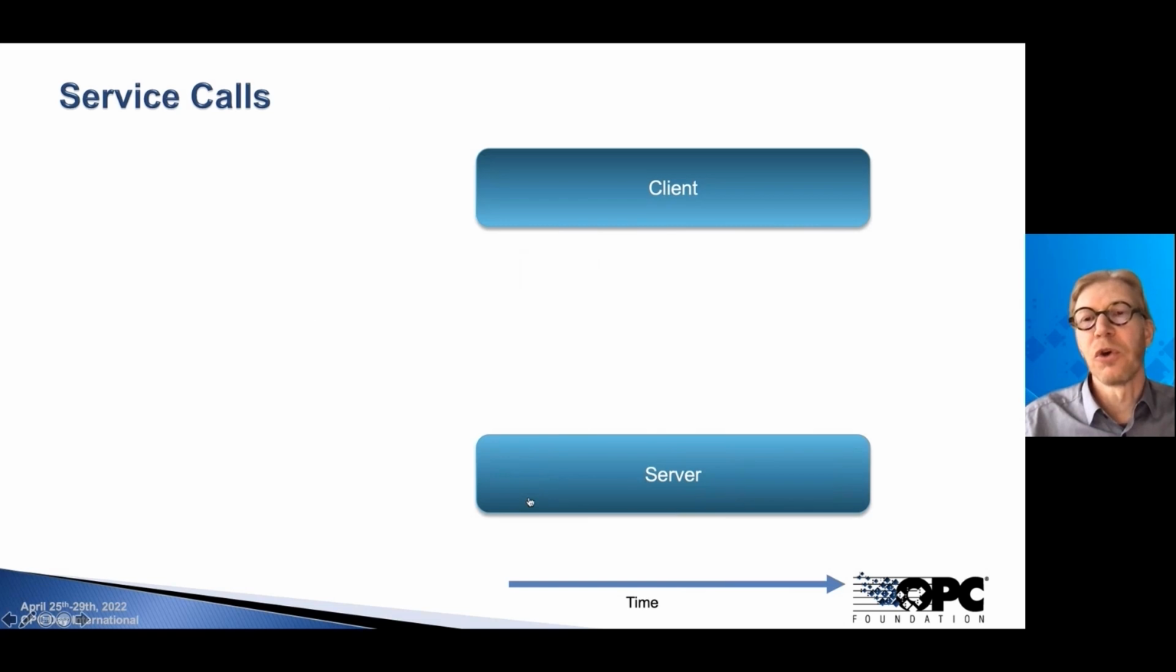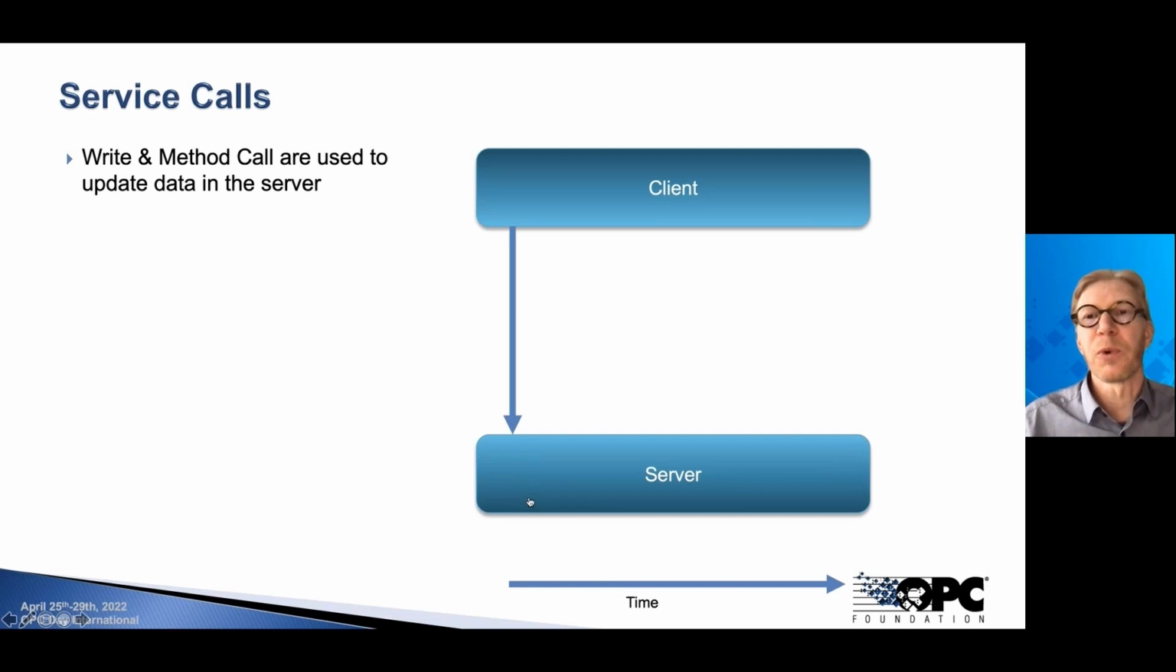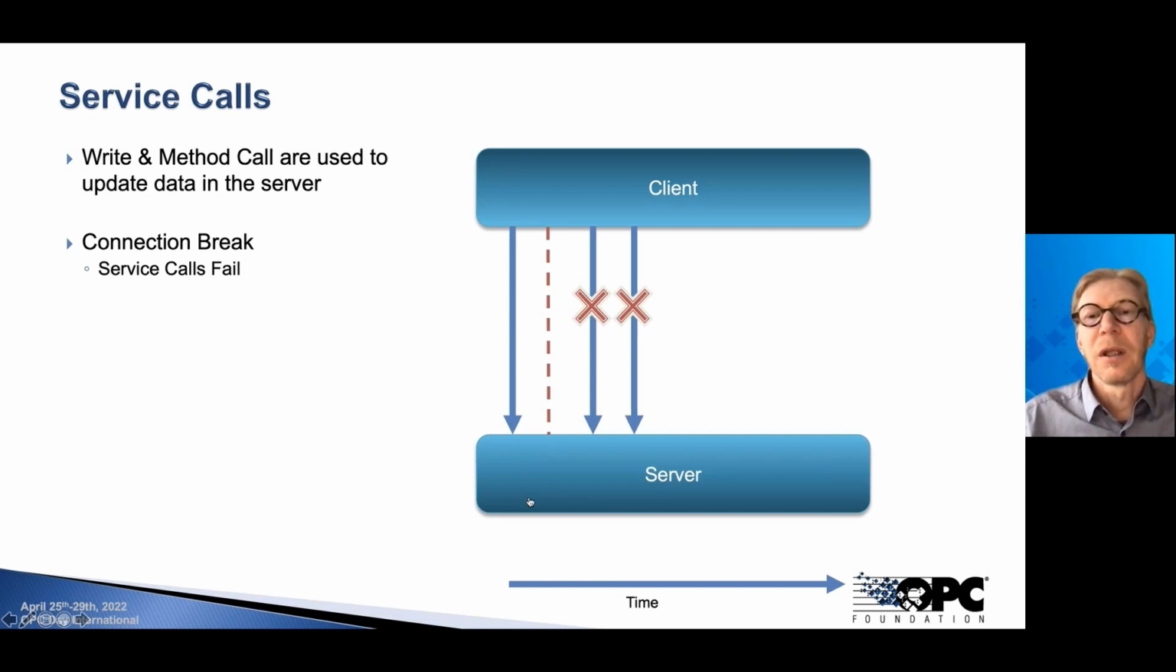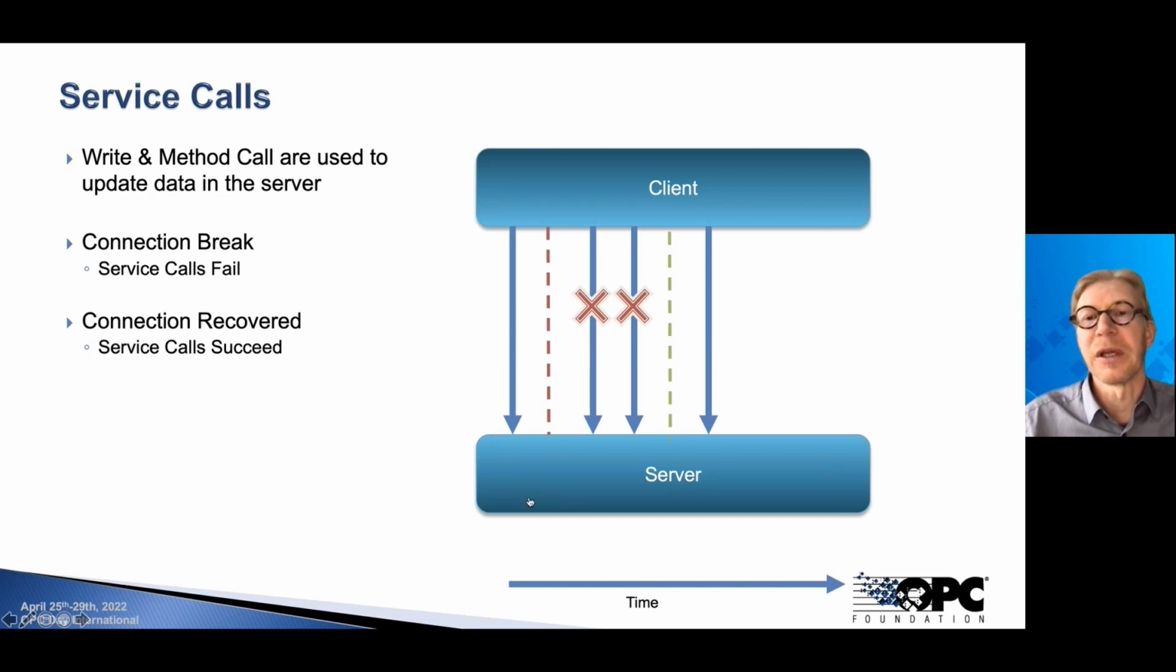If we consider service calls in relation to the communication breaks, this is especially important for the write and method calls that the client would use to update data in the server. If the connection break happens, these of course will fail to succeed. And we need to wait until the connection is recovered, and after that the service calls will succeed again. So the client just needs to keep retrying until the data is delivered to the server.